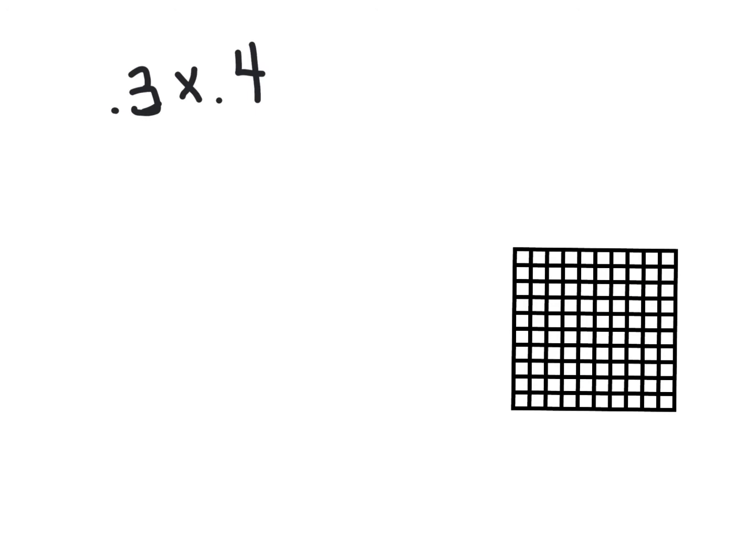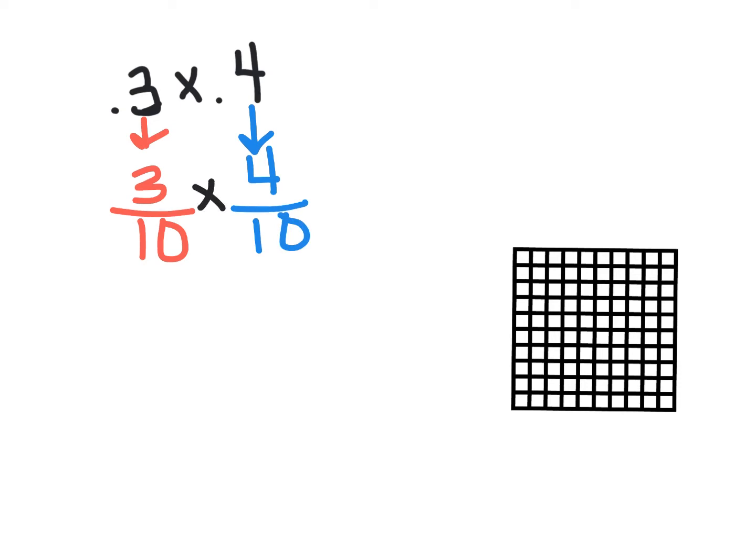So for example, the example we're going to be working with in this video is 3/10 times 4/10. The first step to solving this: we have decimal 0.3 times 0.4, and we would change 0.3 to 3/10, right? We would change 0.4 to 4/10. Notice how since I said it correctly, it automatically helps me know what my denominator is going to be.